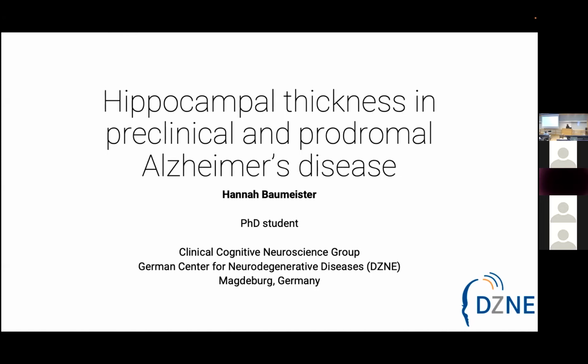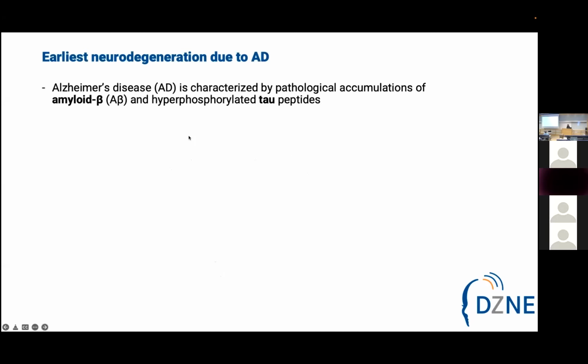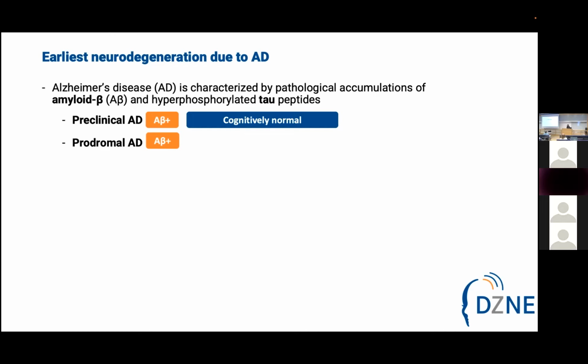I'm Hannah, and I'm so excited to present first preliminary results from our project on hippocampal thickness in early Alzheimer's disease. So Alzheimer's disease is characterized by pathological accumulations of amyloid-beta and tau peptides. And in the early stages of the disease, we distinguish preclinical and prodromal AD. They are both characterized by amyloid positivity. However, in the preclinical group, patients are cognitively normal, while in prodromal AD, patients can be diagnosed with mild cognitive impairment, or MCI.